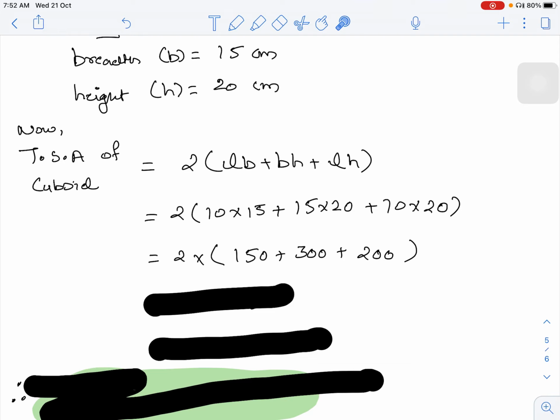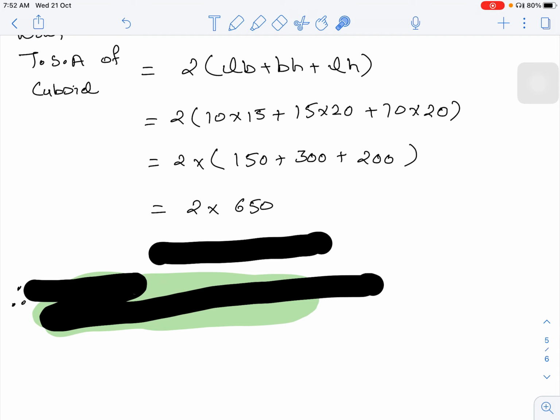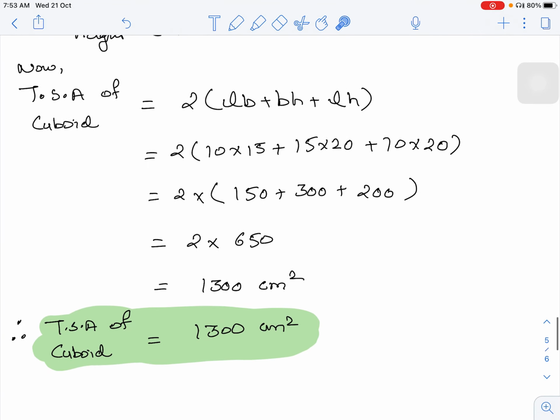Now since these are all present in brackets, we will add them. So this total becomes 650. In the next step you will get 2 into 650. Now we multiply this 2 with this 650, so our answer will be 1300 centimeter square. So finally we write it as: therefore the total surface area of the cuboid is equal to 1300 centimeter square. In this way we can easily solve examples if we know the figure and the formula for the figure. So this much is enough for today. Thank you, have a nice day.